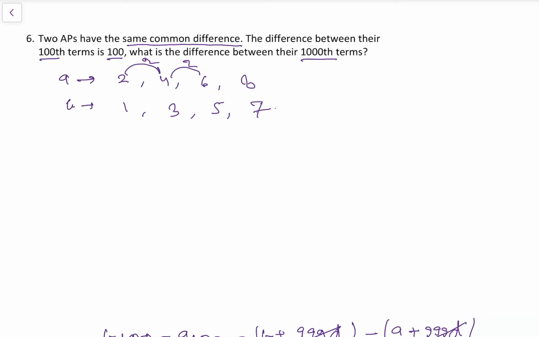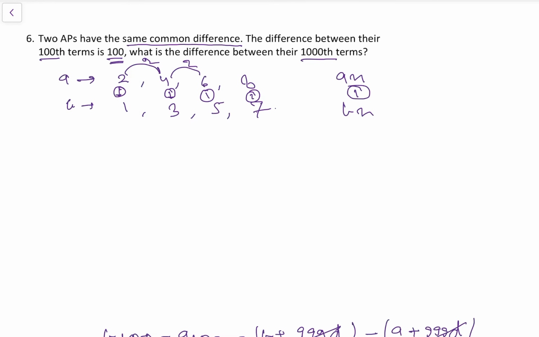So what did we see here? For both the series, if the common difference is the same, then for each nth term an and bn, that difference will remain the same. In this case, the difference is 1, here also it's 1, here also it's 1, so here it will also be 1. So from this observation you can clearly see that the difference between the 1000th terms for both the APs will be the same, which is nothing but 100.